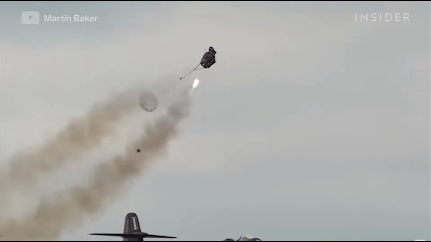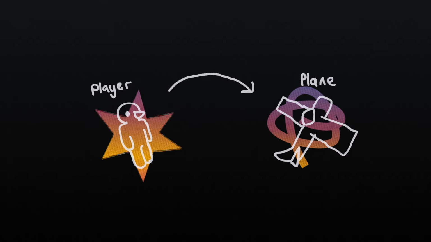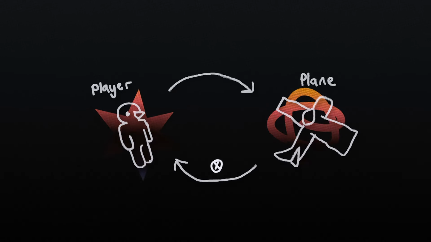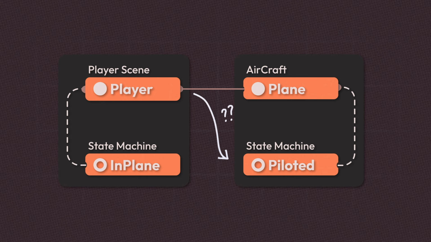Now code-wise, I would like to avoid any form of circular reference. Basically, because the player requires the plane reference in order to fly the plane, I'll avoid giving the plane a reference to the player. So since the player can only reference the plane, and the plane doesn't store any data pertaining to its states, this is the dilemma. How do I access the plane's current states from the player script?